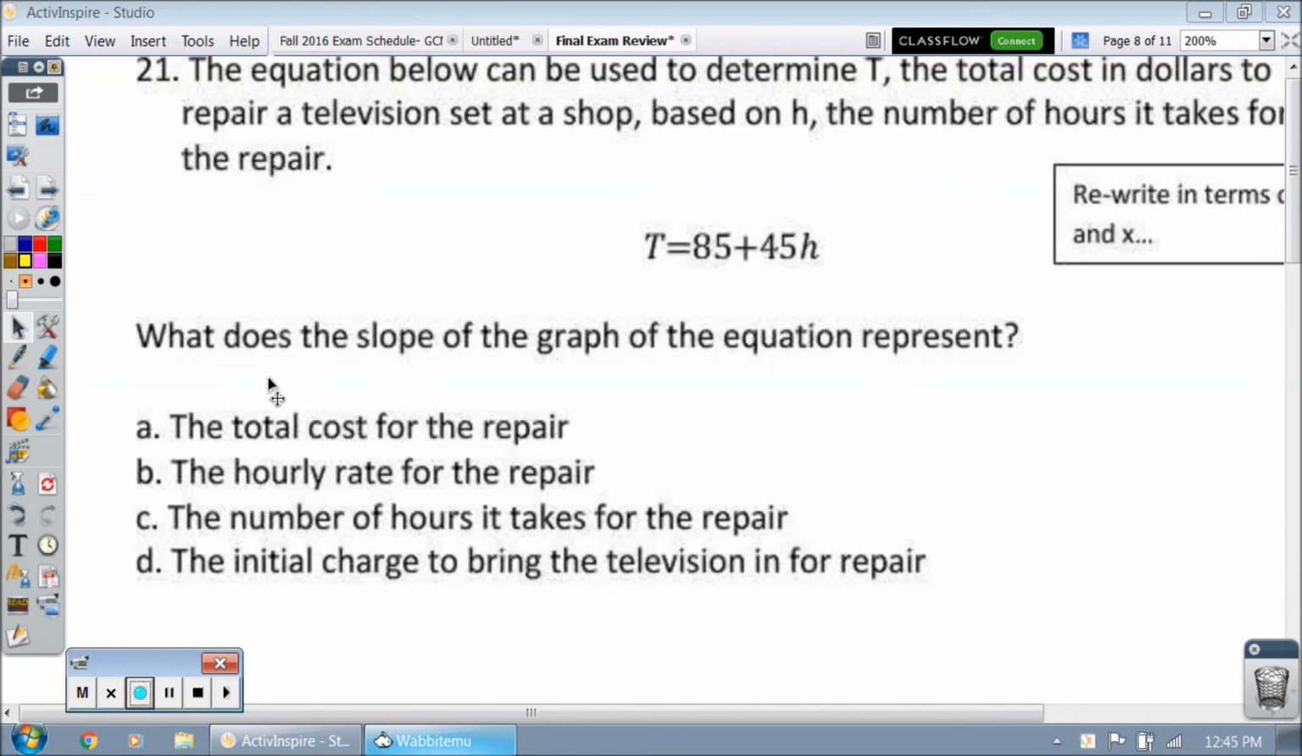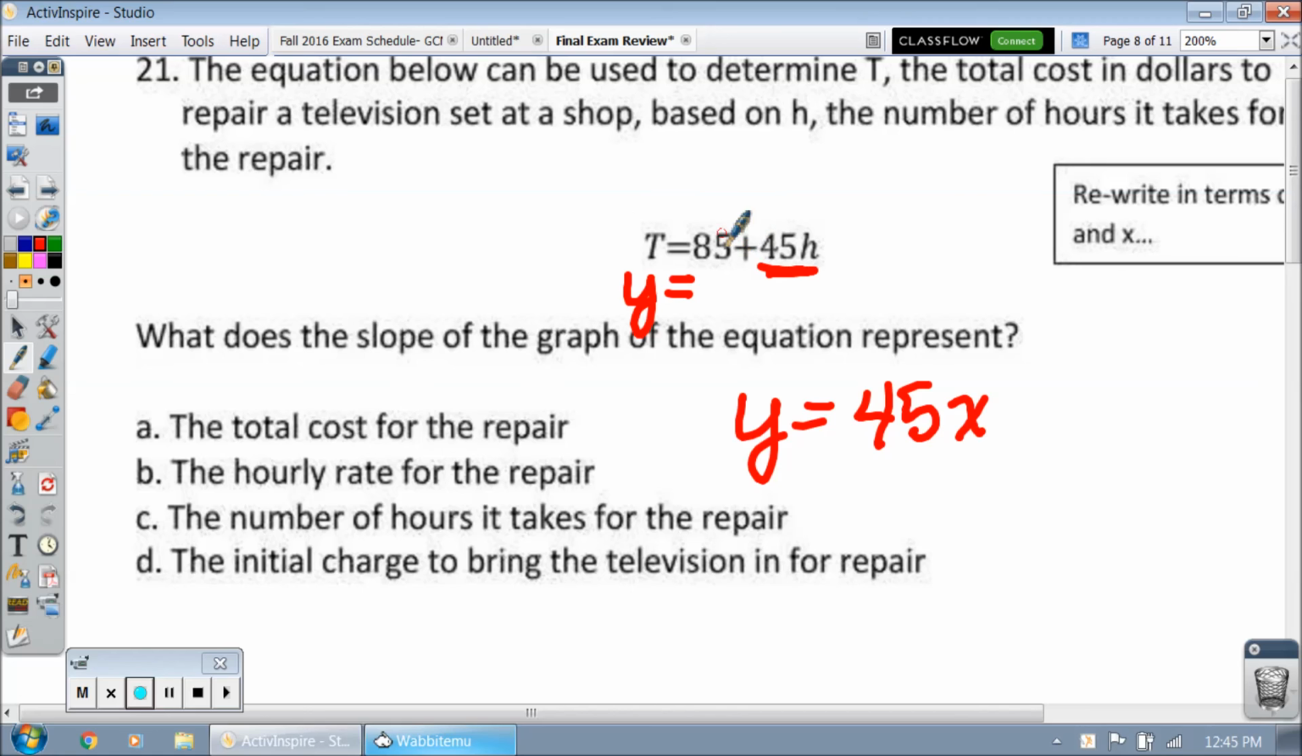21, let's just get down to the question. What is the slope of the graph of this equation? The first thing I'm going to do is rewrite this in terms of x and y. So this would be y equals 45x plus 85.